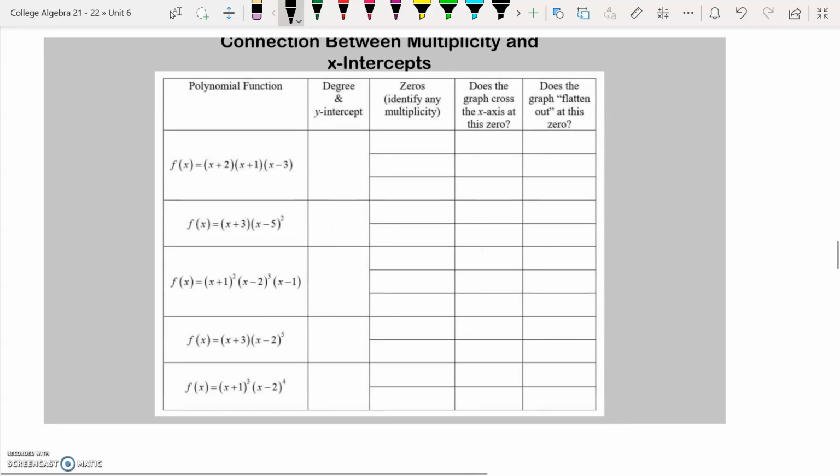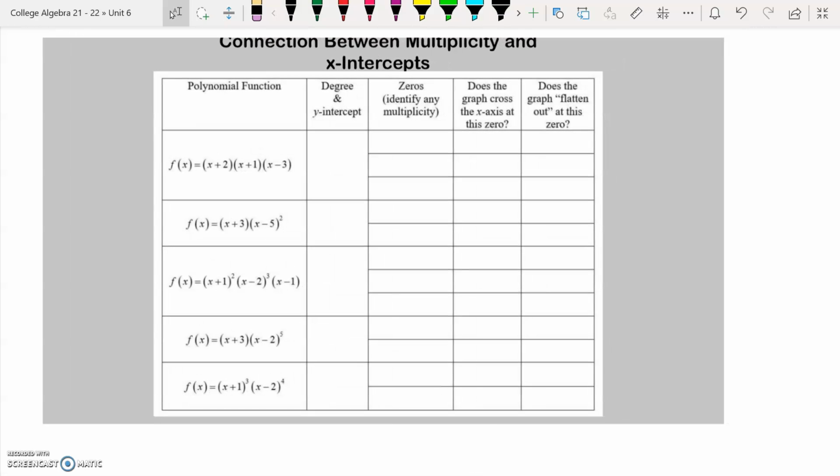So I would have you, normally if we were there, graph these on Desmos, and then we would talk about them. But instead I'm just going to talk about how to find the degree and the y-intercept. So the degree is just adding up the exponents. So there's a 1, 1, 1. So my degree would be a 3. Now your y-intercept, you would take 2 to the multiplicity. So in this case it's just 2 to the first times 1 to the first times negative 3 to the first.